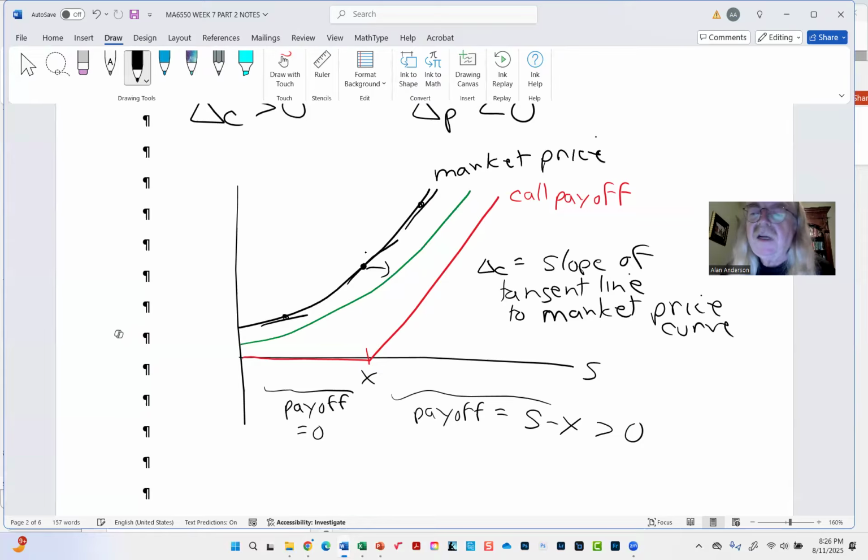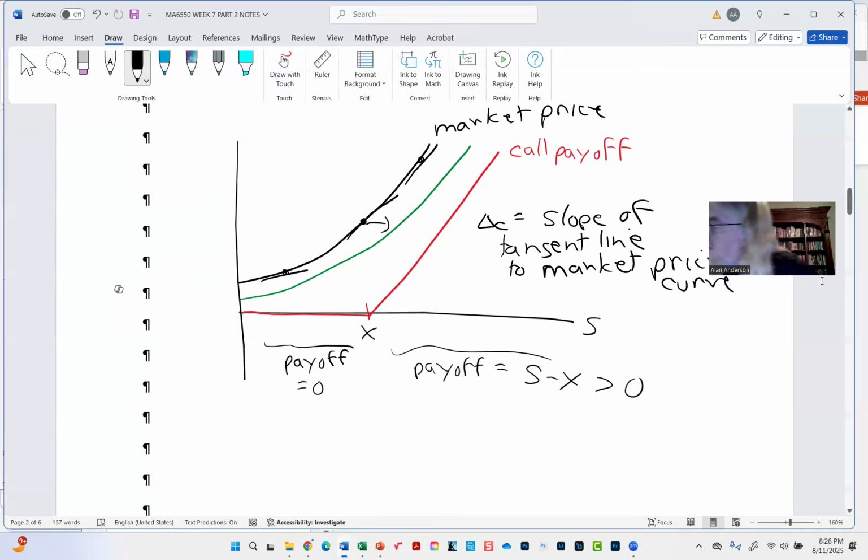Now, based on that logic, you can see, by the way, the slope is zero. Up here, the slope is one. So that means the market price curve has a slope that's bounded between those two numbers.